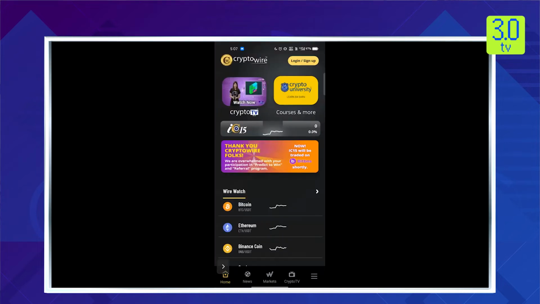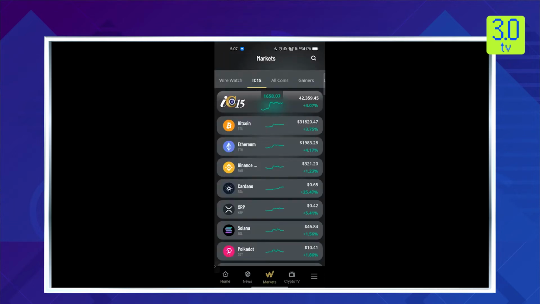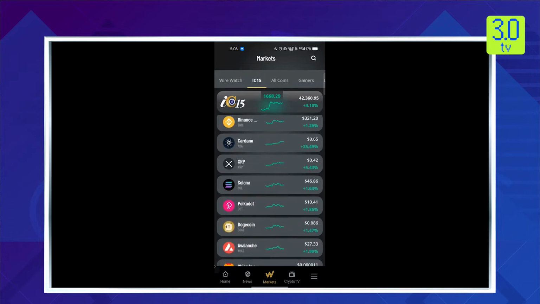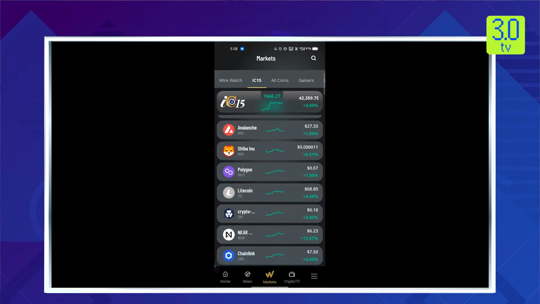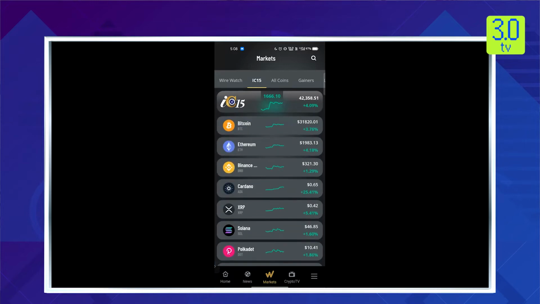Let's start with the homepage of the app, which covers all the three pillars: Crypto University, Crypto TV, and Crypto Wire. Under the Crypto Wire services, we have rolled out India's first global index of crypto, IC15. It tracks the performance of the top 15 cryptocurrencies globally based on market capitalization. Crypto enthusiasts and crypto traders can take informed decisions based on IC15.